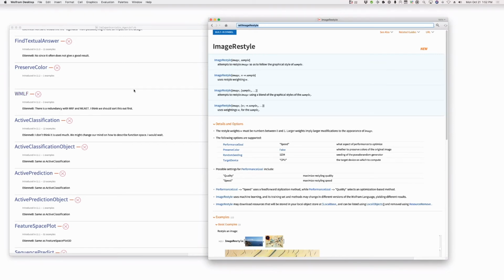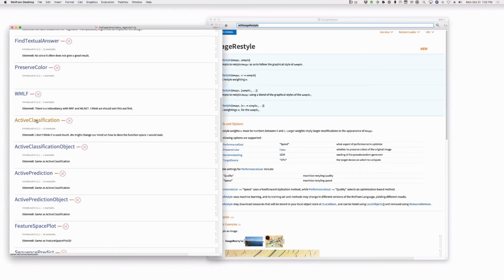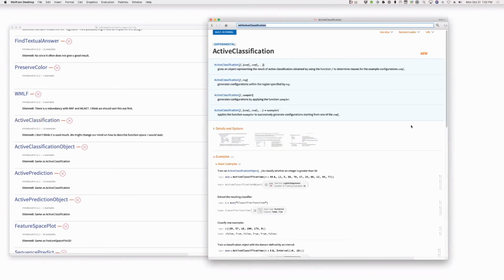Yeah, this is a WMLF. We don't know what to do with it. Okay, the active star functions. Yep. Not super used. They're not. No, it's disappointing.